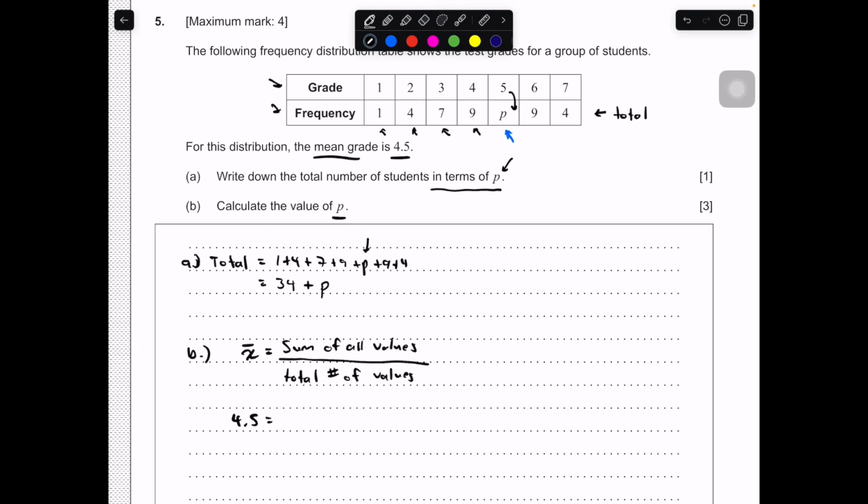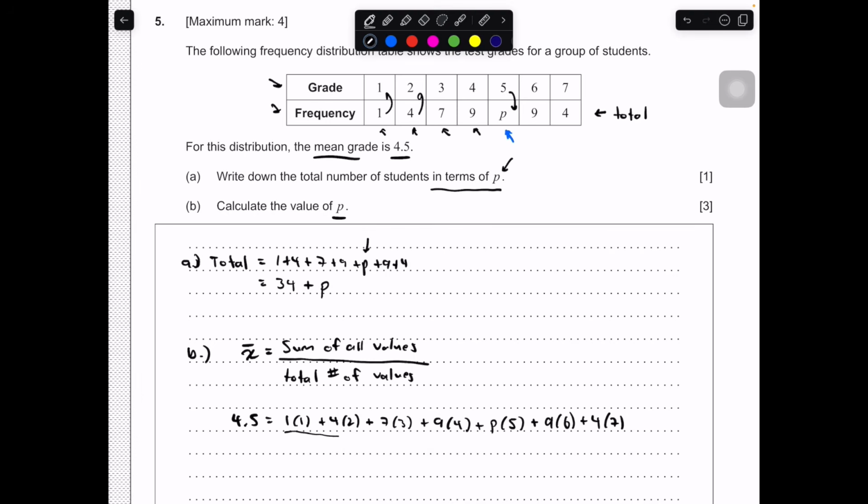So we know that one person got a grade of 1, 4 people got a grade of 2, 7 people got a grade of 3, 9 people got a grade of 4, P people, some unknown value, got a grade of 5, 9 people got a grade of 6, and 4 people got a grade of 7. So that looks about right.